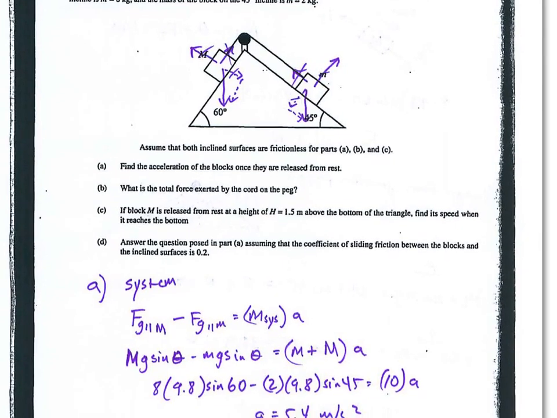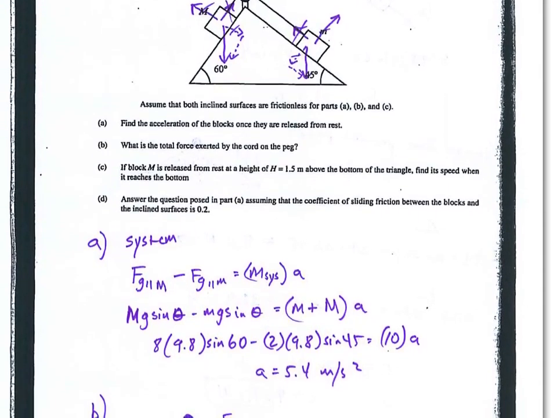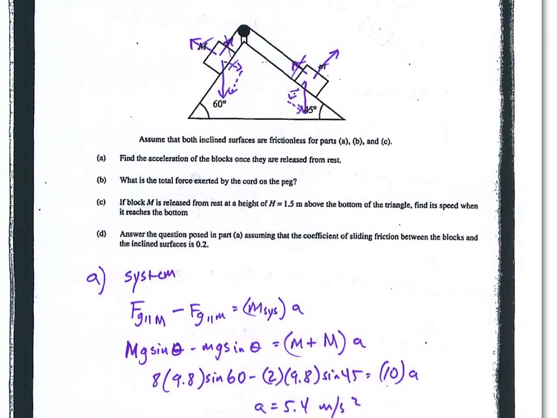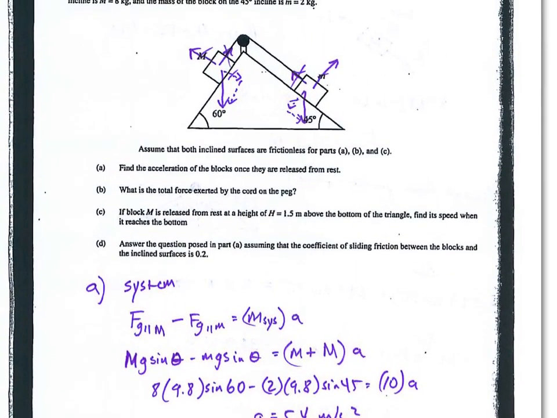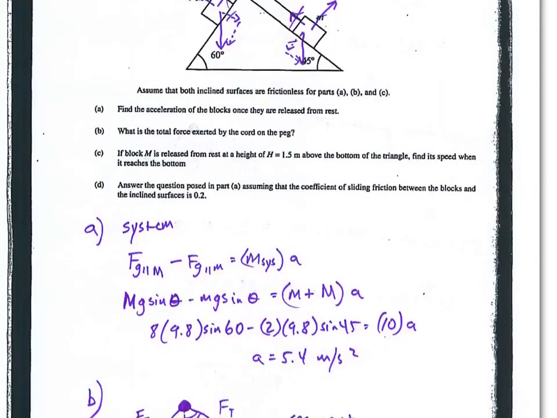So I have the force of gravity parallel of my big mass, capital M, minus the force of gravity parallel, again, of my little mass, m, and that's equal to the mass of the whole system because both blocks are accelerating at an acceleration a. So Fg parallel of capital M is capital M g sine theta, and I'm going to subtract that from little m g sine theta. Now, why is one negative and the other positive?